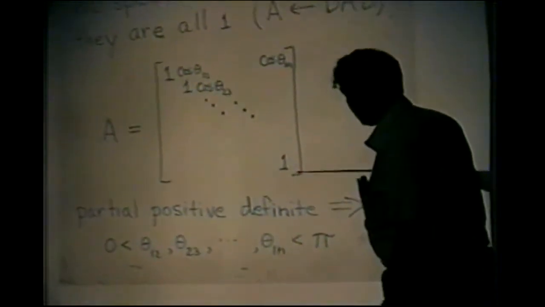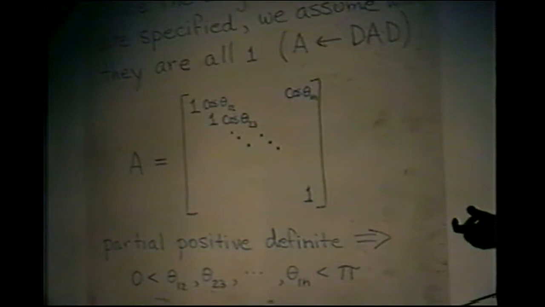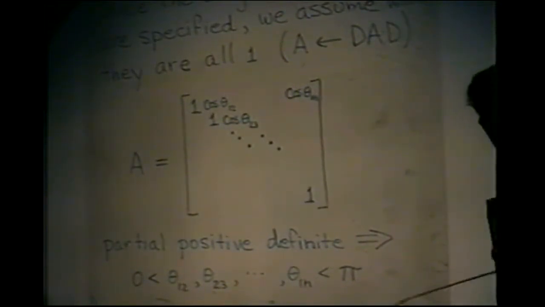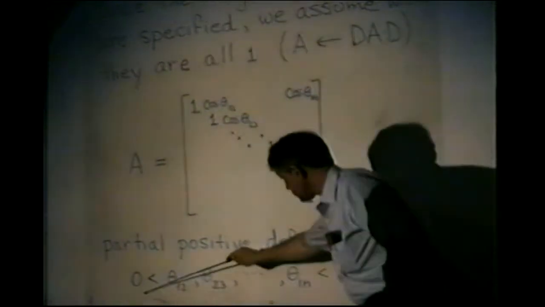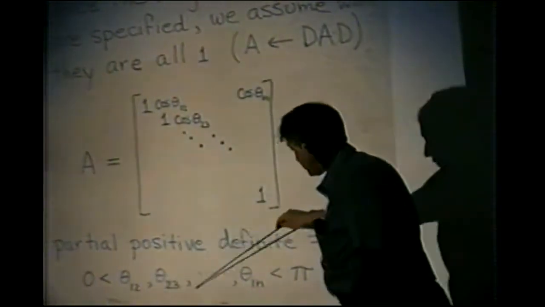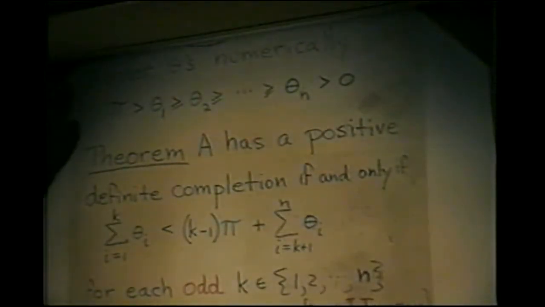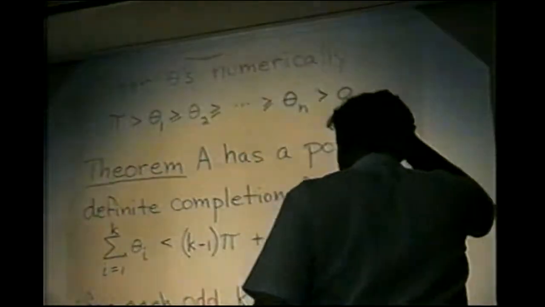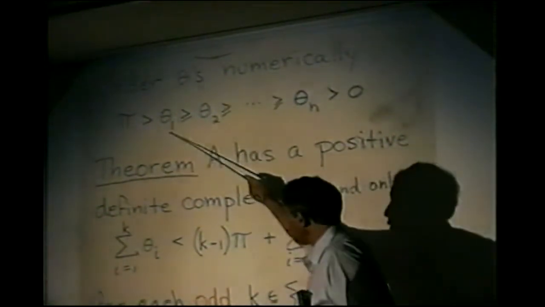Okay? Ones on the diagonal, and then the specified off diagonal entries will have to all be strictly less than 1 in absolute value because I'm partial positive definite. And that simply means that I can write those off diagonal entries as cosines of angles that lie strictly between 0 and pi. Okay? So these guys are less than 1 in absolute value, and so I can think of them as cosines of angles, and I can take those angles to lie between 0 and pi. Now, something interesting happens here, and that is that the description of when there's a completion depends not at all on the order of the thetas around the cycle. It only depends on the numerical order of the thetas.